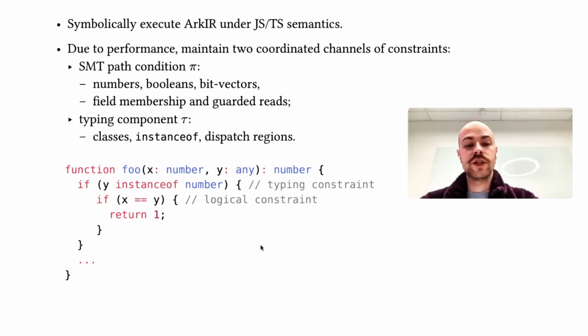For example, in the picture, we can see function foo that takes argument x as a number and y is of any class. And in the program, we can see that we created some path typing constraints, which is y instance of number, and some logical constraints about equality of the numbers.